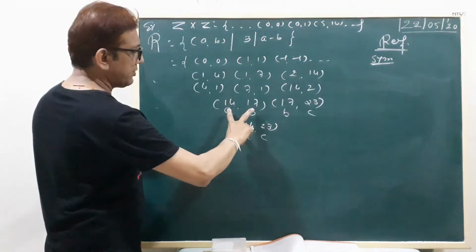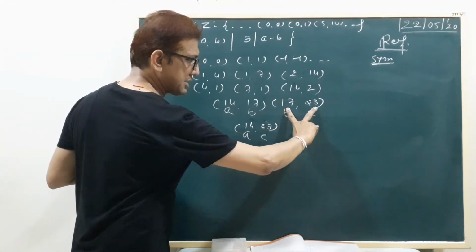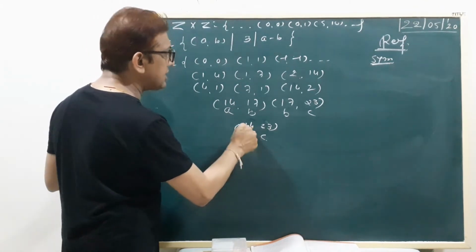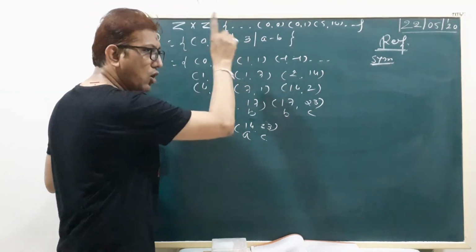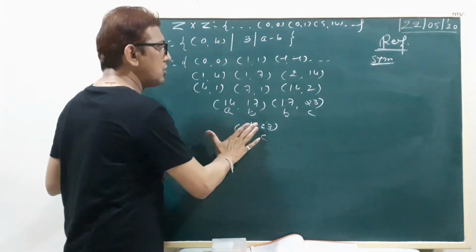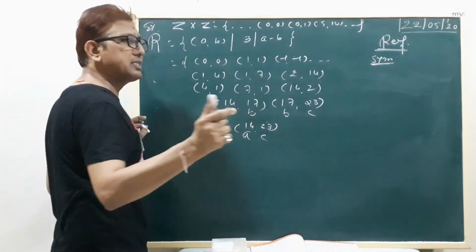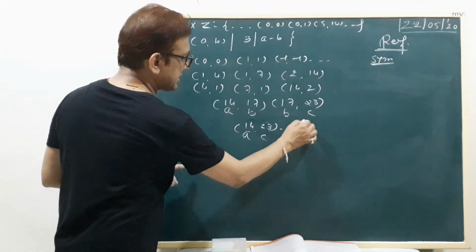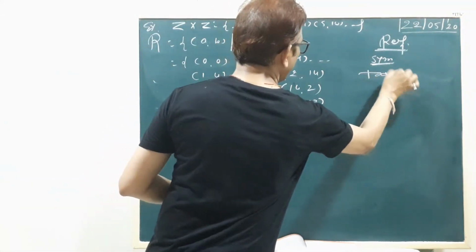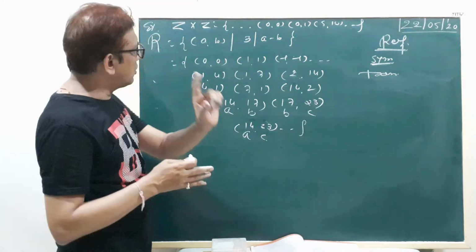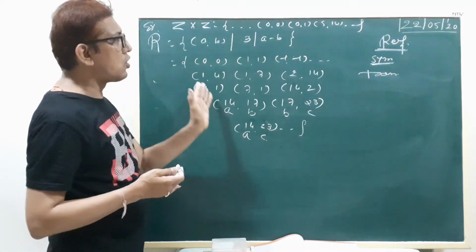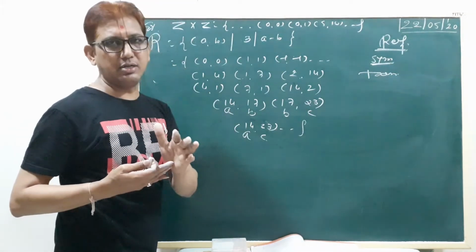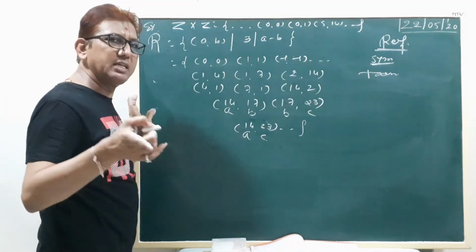Clear? So here a relation b, b relation c. We check here whether a relation c is possible. We check whether this difference is divisible by 3, yes or no. If yes, transitivity is possible. If no, transitivity is not possible. Is that clear? Okay, so here in this bracket, transitivity is also possible. Clear? Okay. So this relation is called an equivalence relation. Now we discuss equivalence classes.